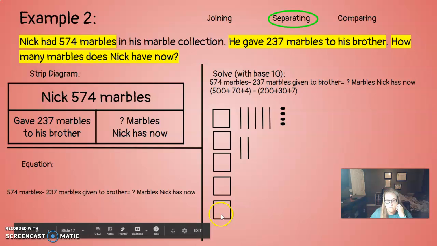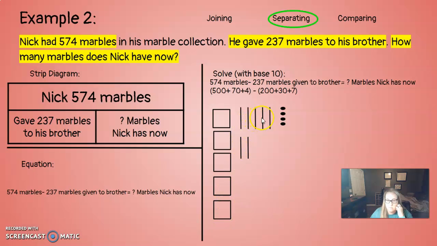1, 2, 3, 4, 500. 10, 20, 30, 40, 50, 60, 70. There's my 70. And 1, 2, 3, 4. There's my 4. Now remember with subtraction, we actually cross off all of the parts whenever we're getting rid of them. So I'm going to get rid of 237.